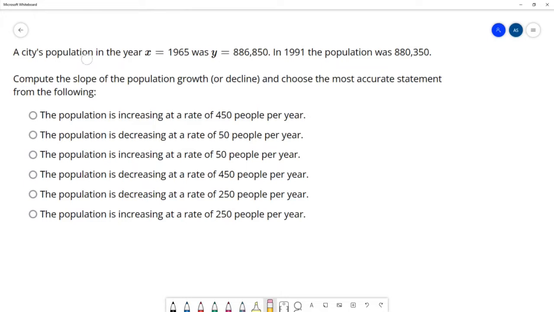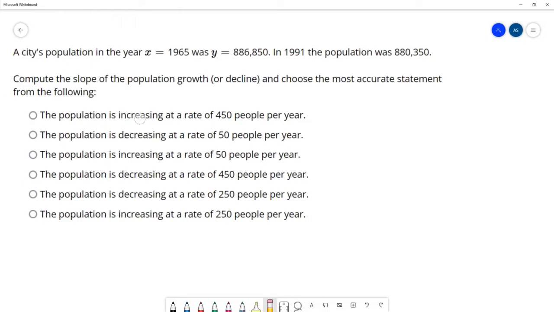A city's population in the year x equals 1965 was y equals 886,850. In 1991, the population was 880,350. Compute the slope of the population growth or decline and choose the most accurate statement from the following.